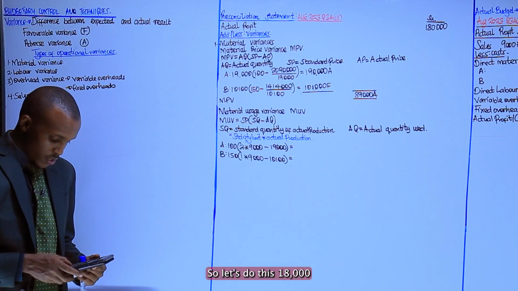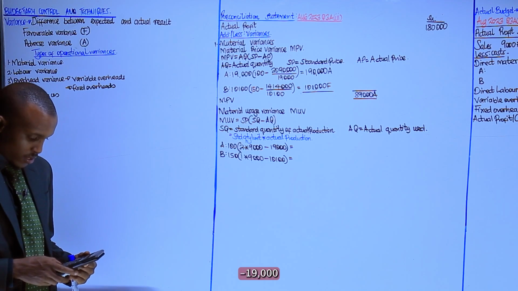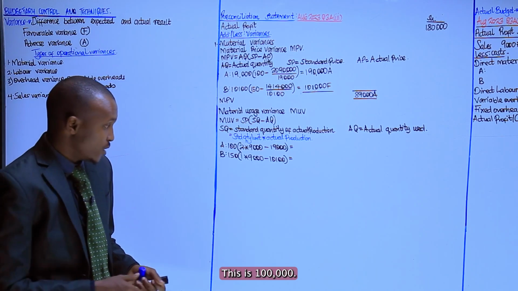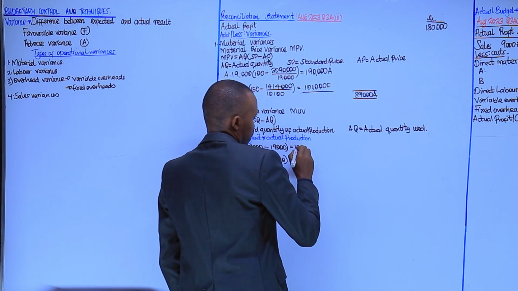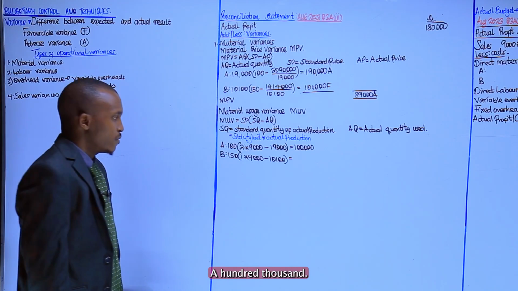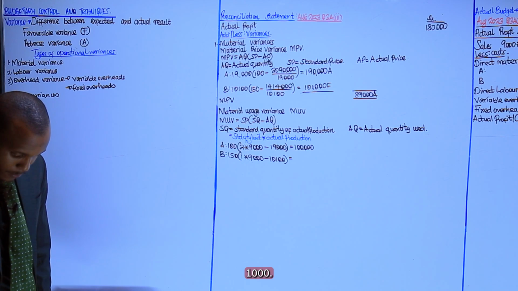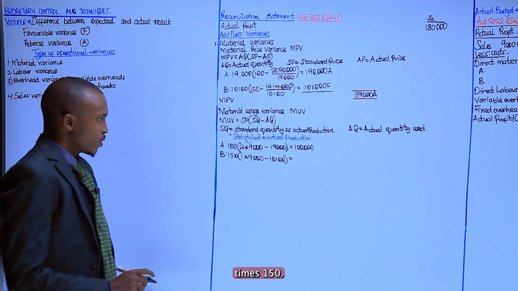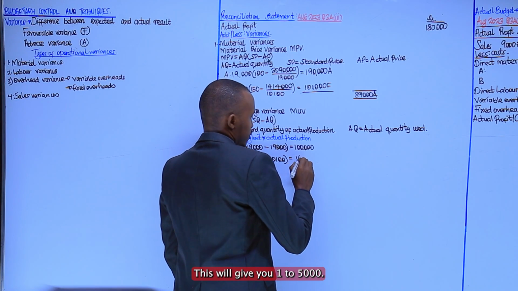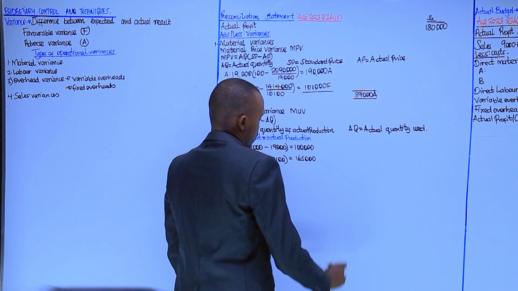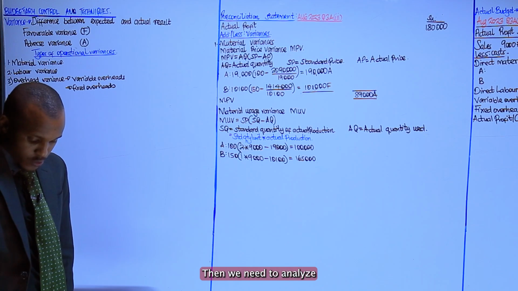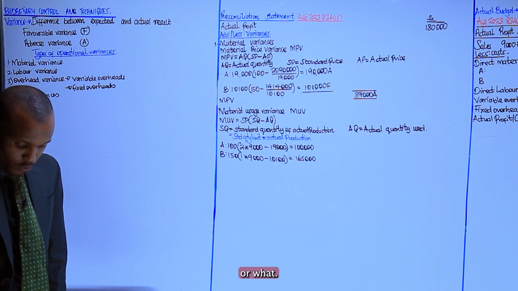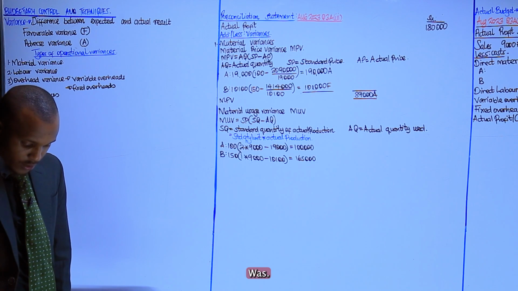So let's do this. 18,000 minus 19,000 times 100. This is 100,000. 9,000 minus 10,100 times 150 will give you 165,000. Then we need to analyze whether our variance is favorable or adverse.